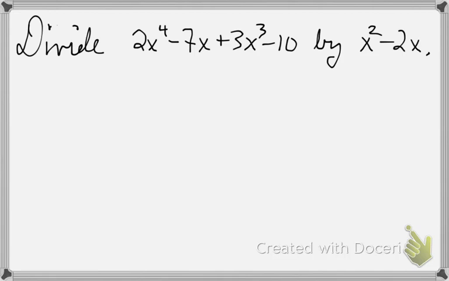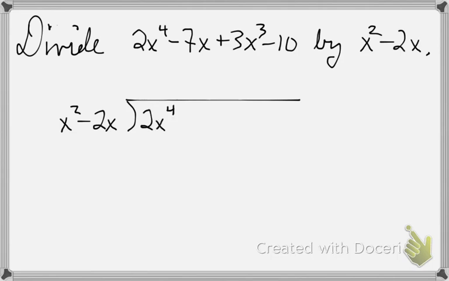So let's set this one up. Again, it's not a monomial that we're dividing by, so we can't just do that nice trick we did at the very beginning. It's long division, and that means divisor x squared minus 2x, dividend 2x to the fourth plus 3x cubed plus 0x squared minus 7x minus 10.